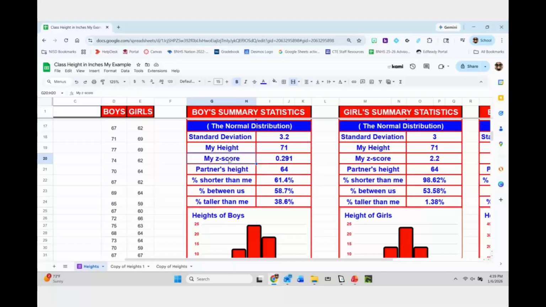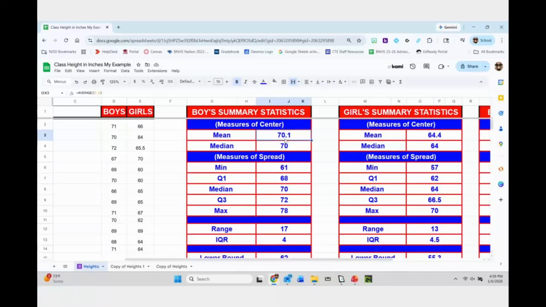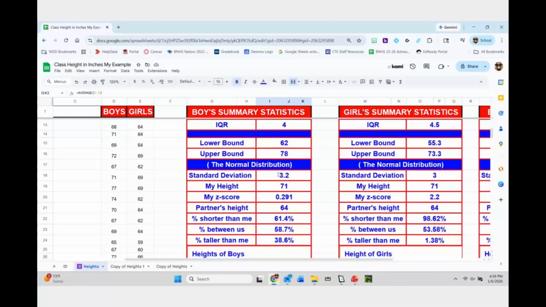And then my z-score. So where do I fit? Here's how I'm going to do this. Remember, it is the data value minus the mean divided by standard deviation. Well, I have a cell that has my data value in it. Up here, I have a cell that has the mean, and right here, I have a cell that has the standard deviation. So I'm going to go through, and I'll zoom in so y'all can see this.